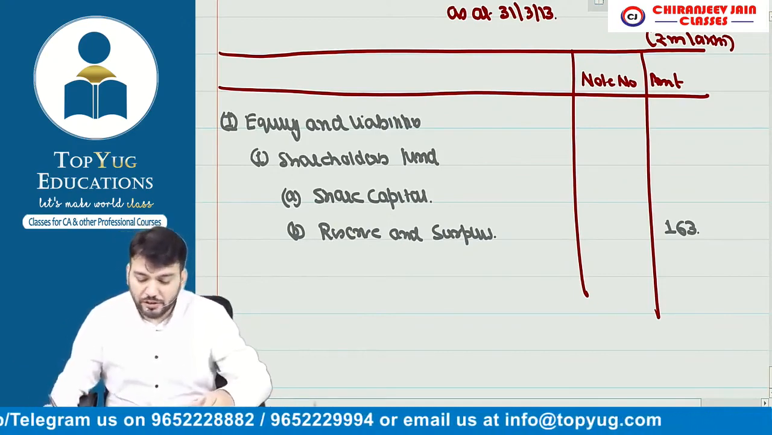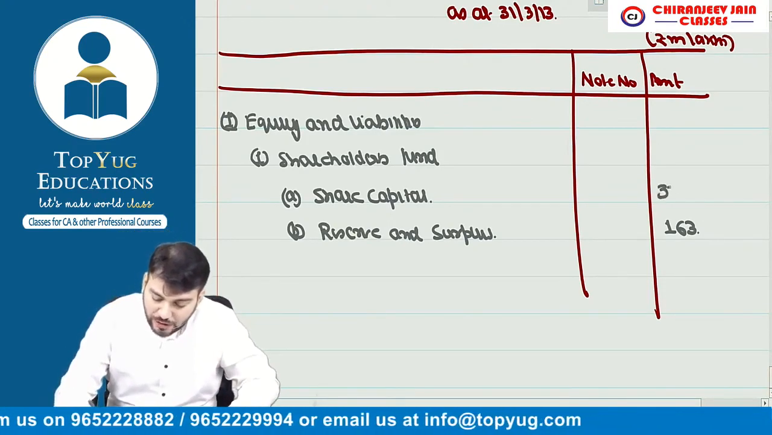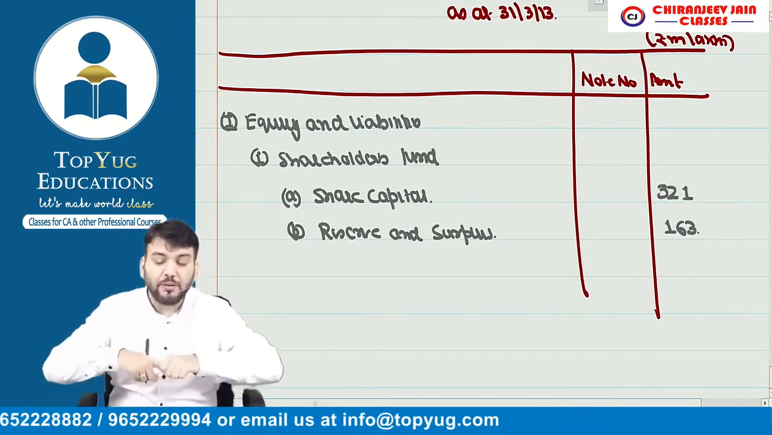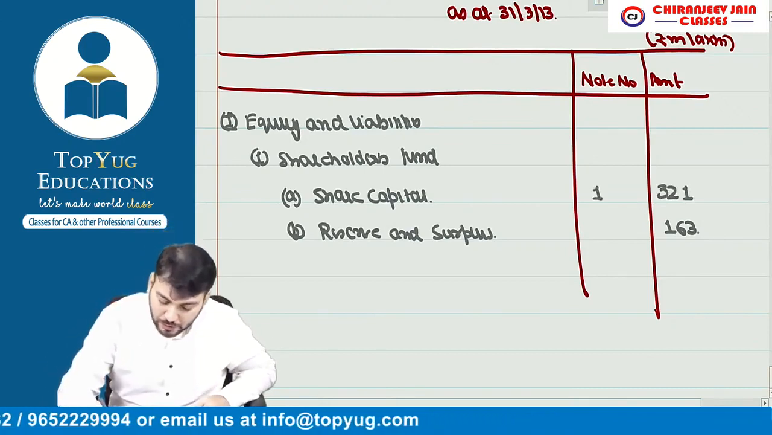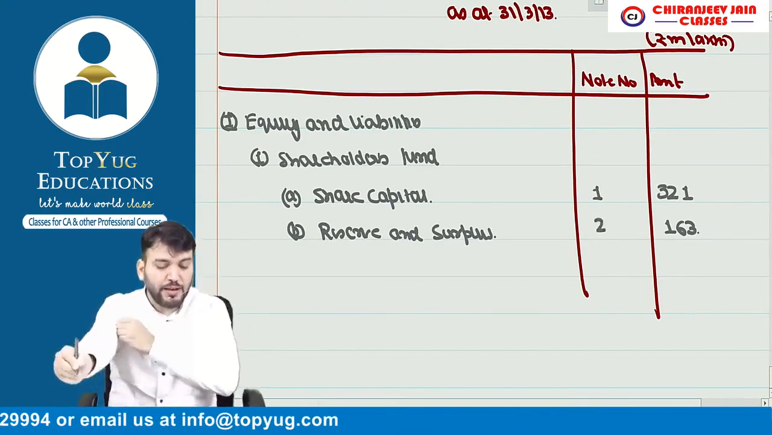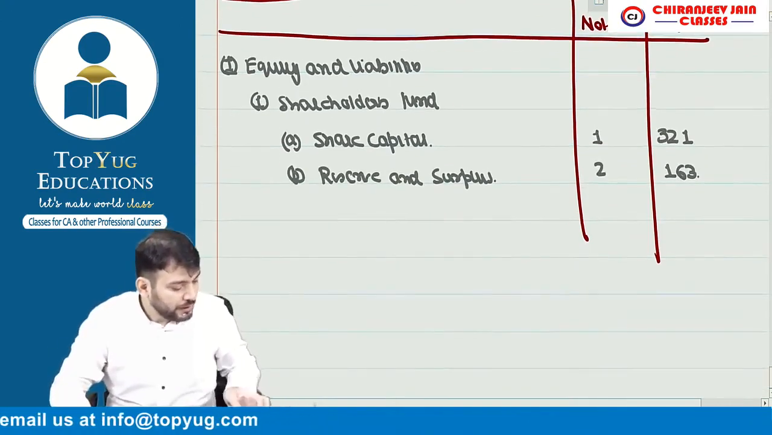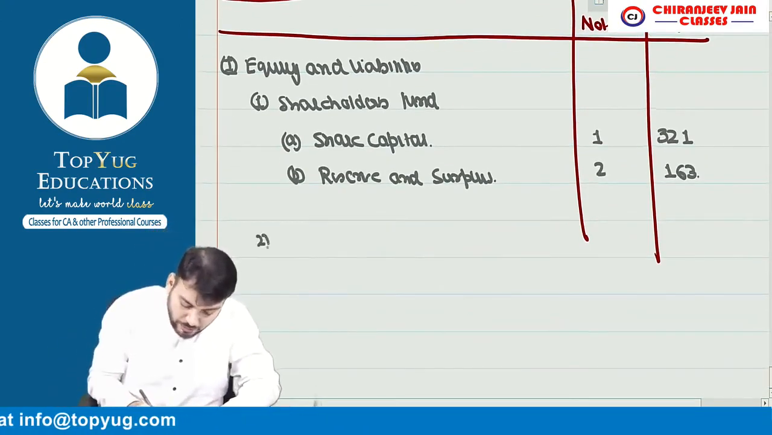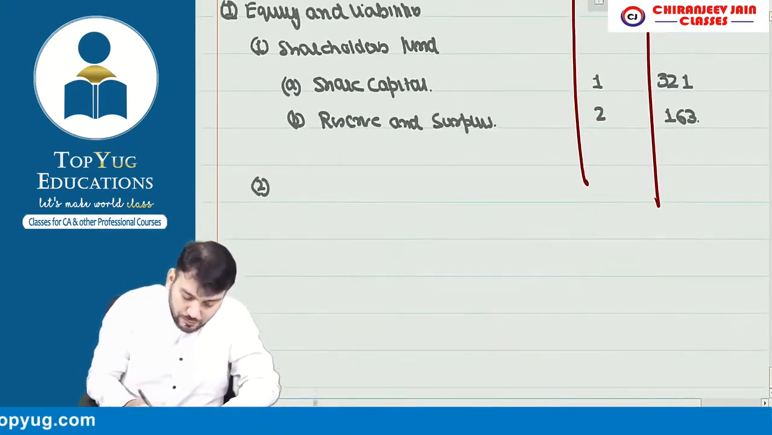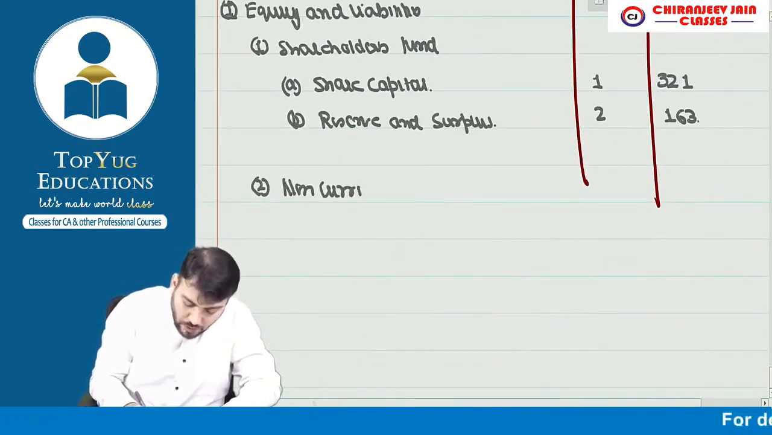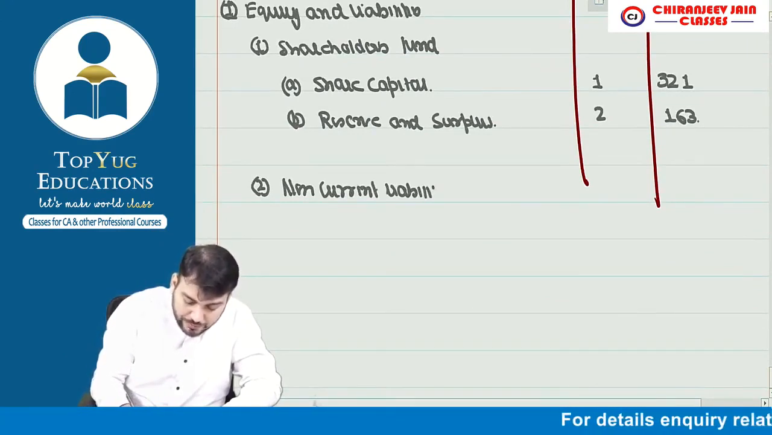So one answer I got is 321 lakh. That is correct. 321 lakh. We'll prepare a note for this. So note number 1, note number 2, you can write down. Yes, sir. Then write down point number 2, non-current liability.